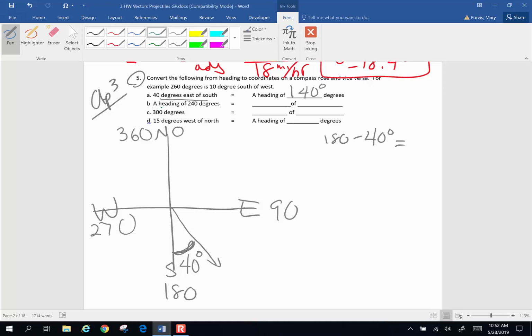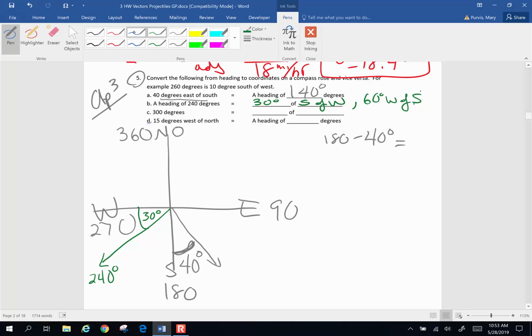Let's change colors and do the next one. A heading of 240 degrees. So a heading of 240, somewhere between 180 and 270 is going to be a heading of 240. Well, what's the difference between 270 and 240? That is going to be 30 degrees. So I'm going to call it 30 degrees south of west. You could have said 60 degrees west of south, and that is also accurate.